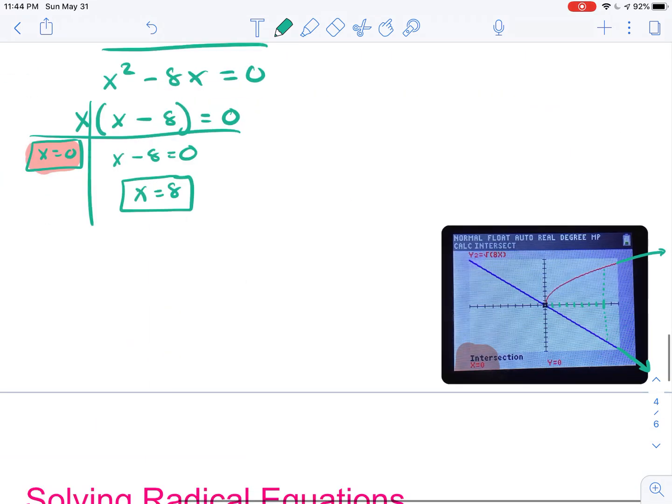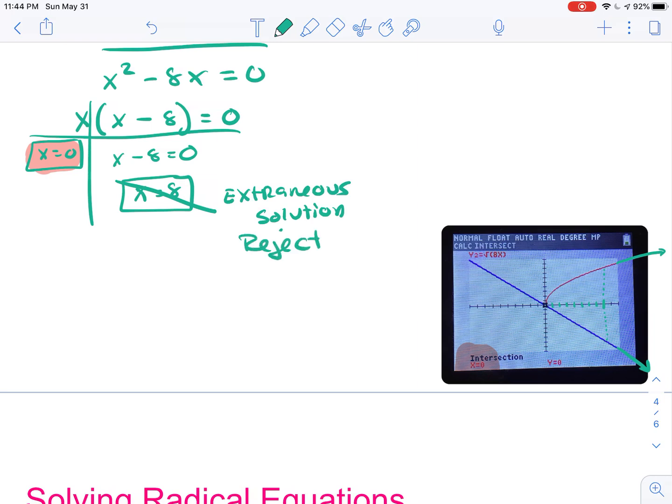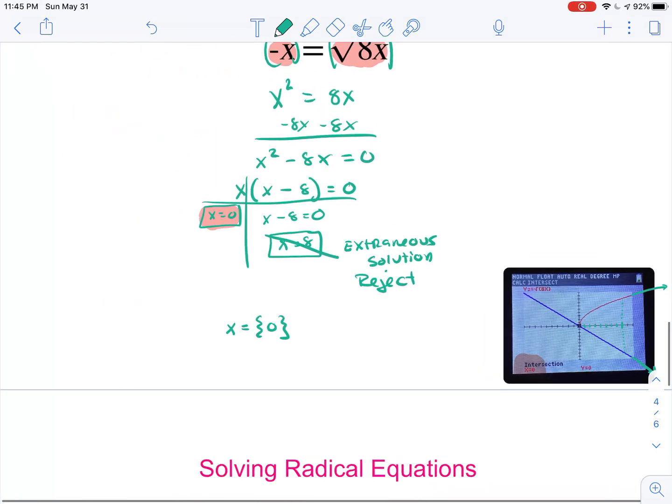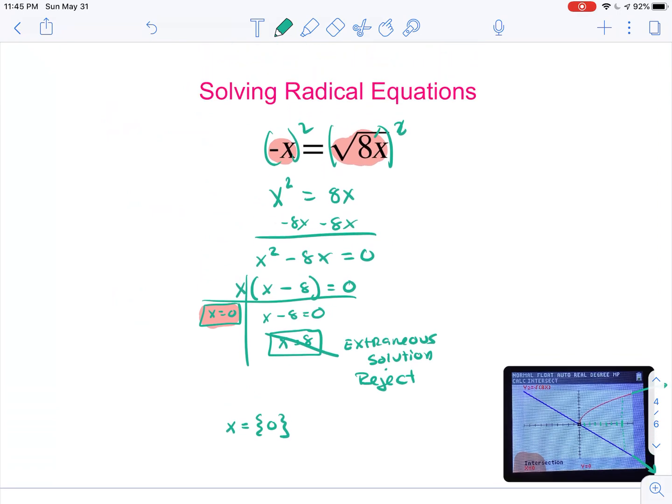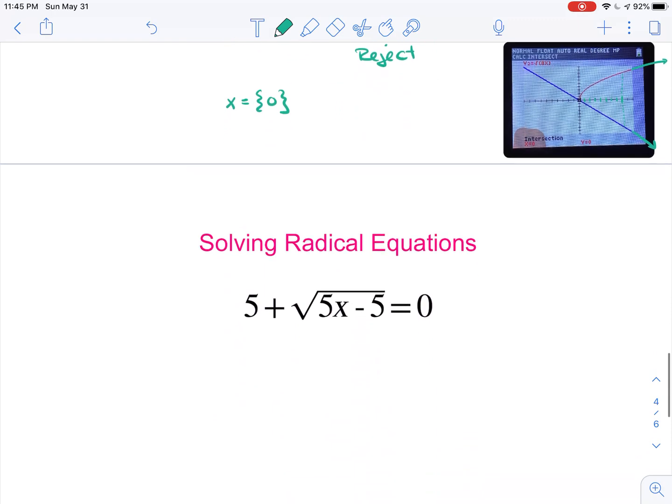So what does that mean? Well, that means that this is an extraneous solution. Okay, we're going to reject it. If we were plugging this into Delta Math, we would only put x is equal to 0. Okay, we would reject the 8. All right, so that's how we're going to handle our extraneous solutions.